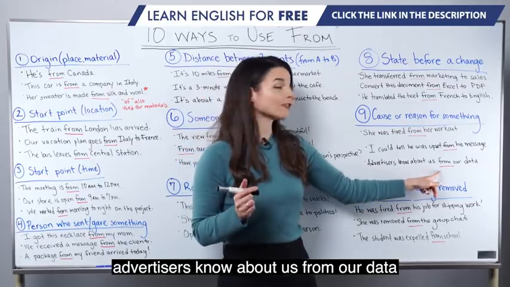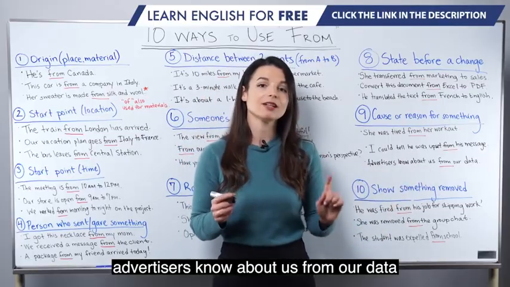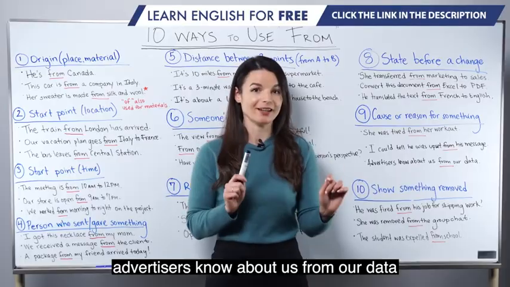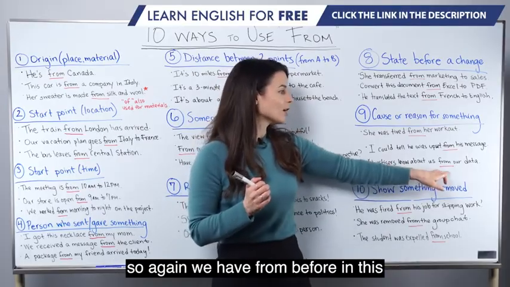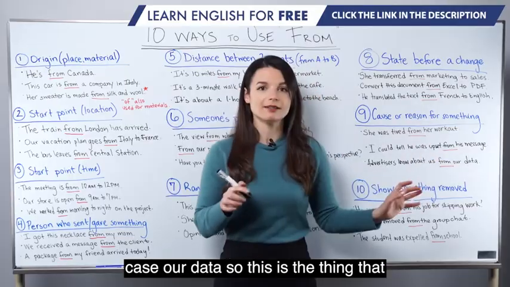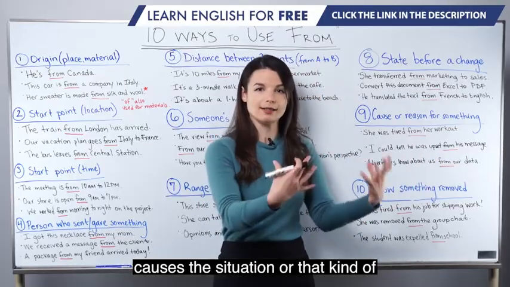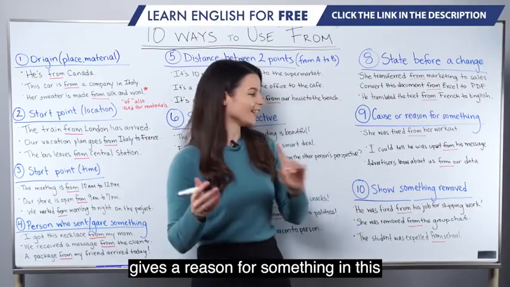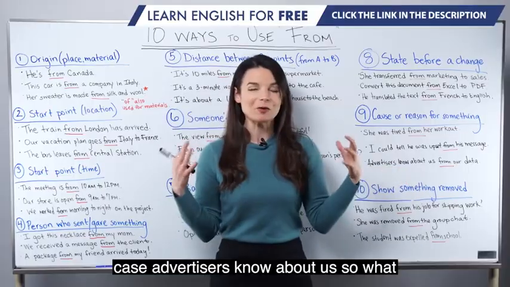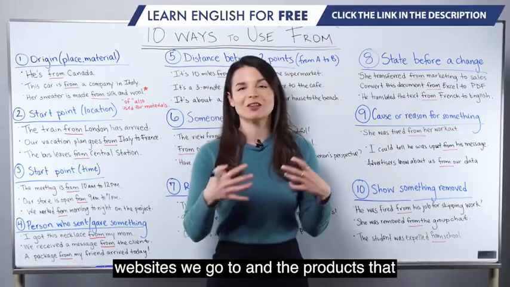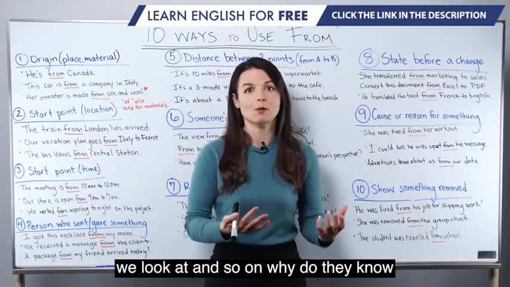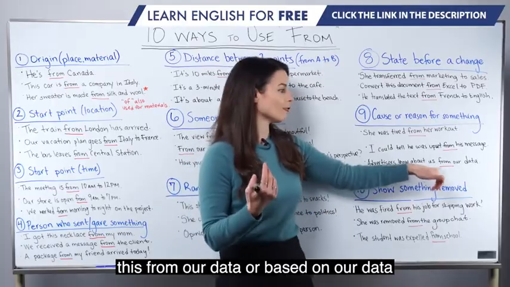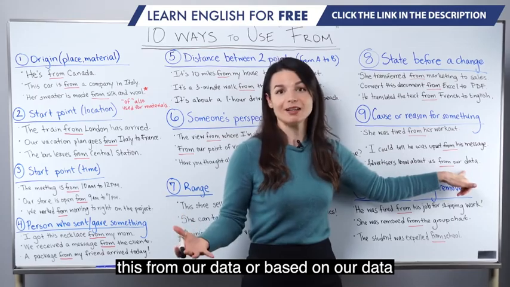Advertisers know about us from our data. So again, we have from before, in this case, our data. So this is the thing that causes the situation, or that kind of gives a reason for something. In this case, advertisers know about us. So what websites we go to and the products that we look at and so on. Why do they know this? From our data, or based on our data.